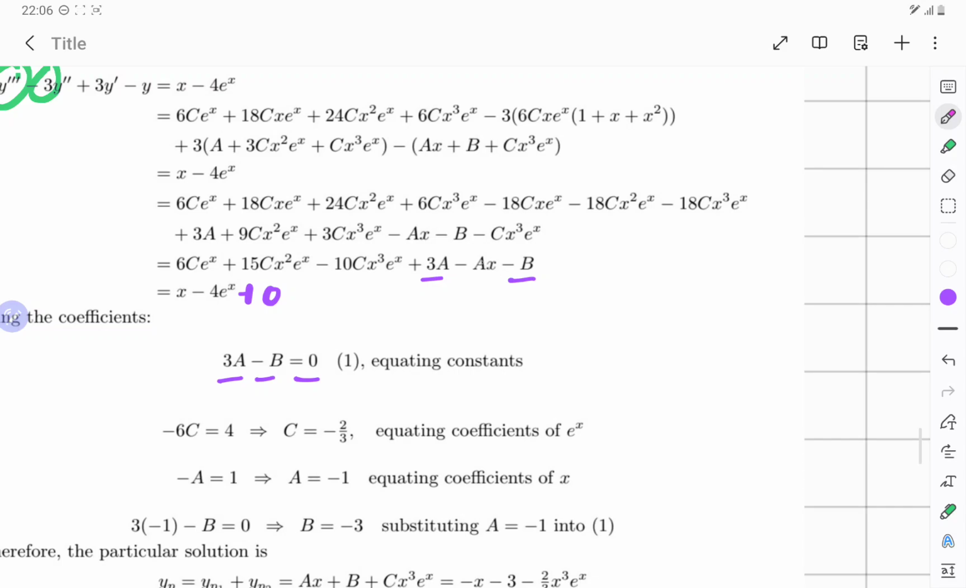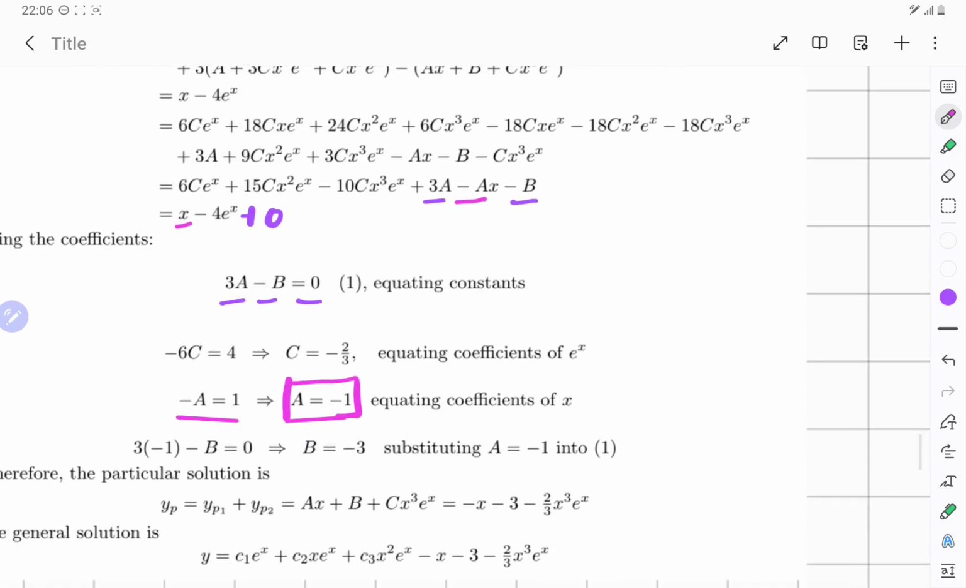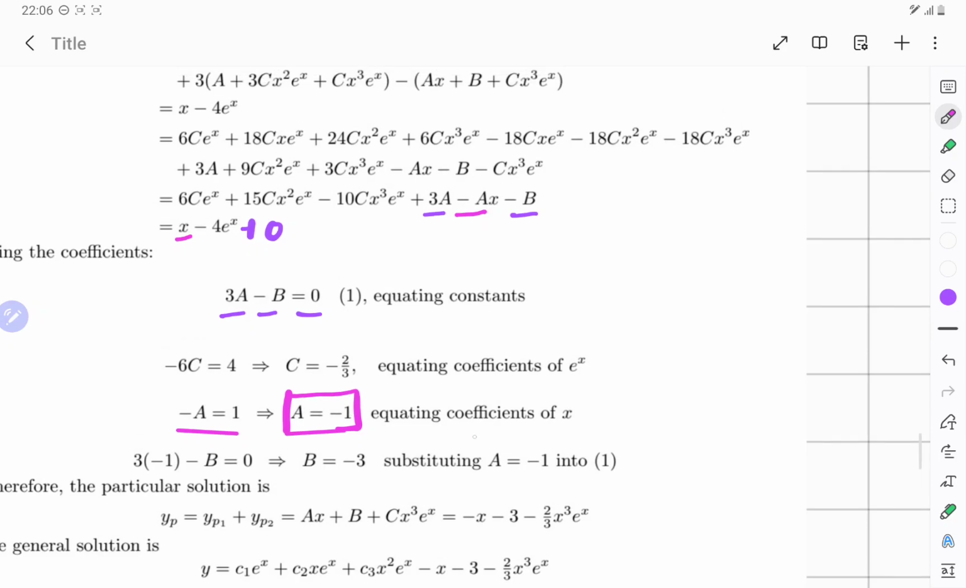So, let's see. I have negative a there, coefficient of x. That's the only thing I have there. And on the right hand side, I have one coefficient of x. Hence, minus a is 1 and a is negative 1. And I have solved my first arbitrary constant. Now, if a is negative 1, I'm going to substitute it into equation 1. So if I substitute negative 1 into equation 1, I get b is negative 3.